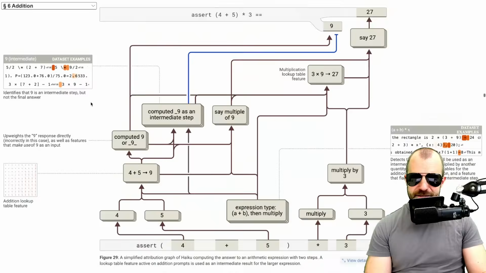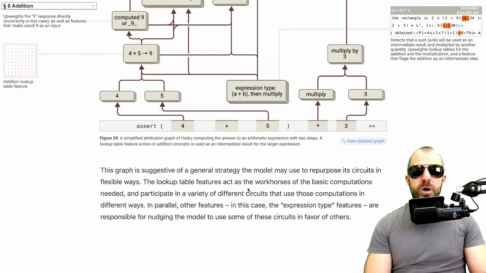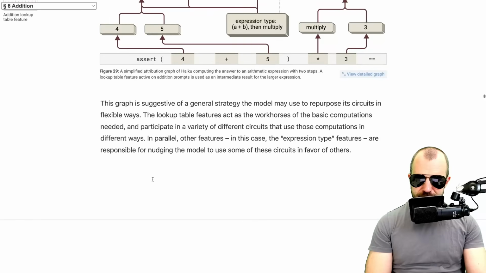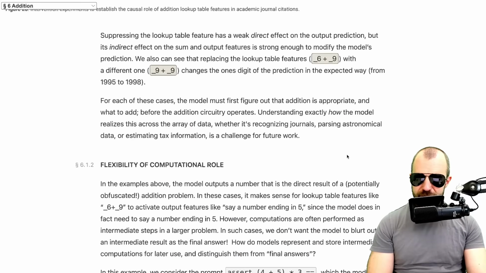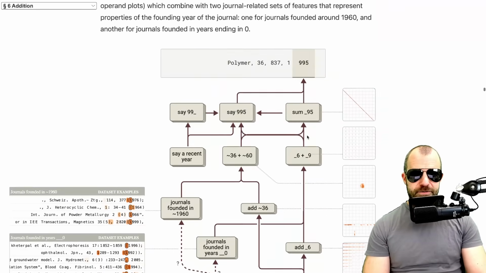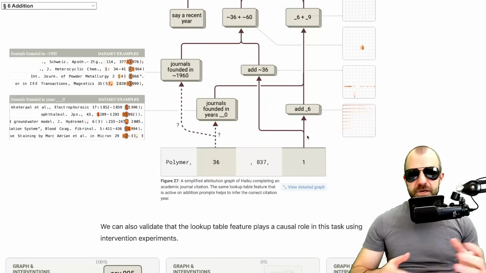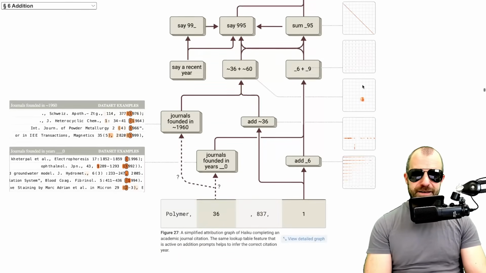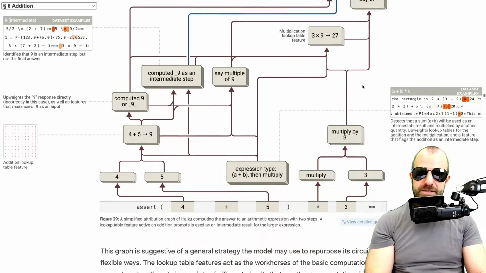An interesting thing here is they say we still don't know what actually causes the model to do math. I don't recall where they actually said it. Here: for each of those cases, the model must first figure out that addition is appropriate and what to add before the addition circuitry operates. Understanding exactly how the model realizes this across the array of data, whether it's recognizing journals, parsing astronomical data, or estimating tax information, is a challenge for future work. So we still have yet to learn how these things interact and how it's even recognizing that it would be good to do addition, even though the text doesn't exactly say, please add things. That's apparently something they don't have a solid grasp on quite yet.